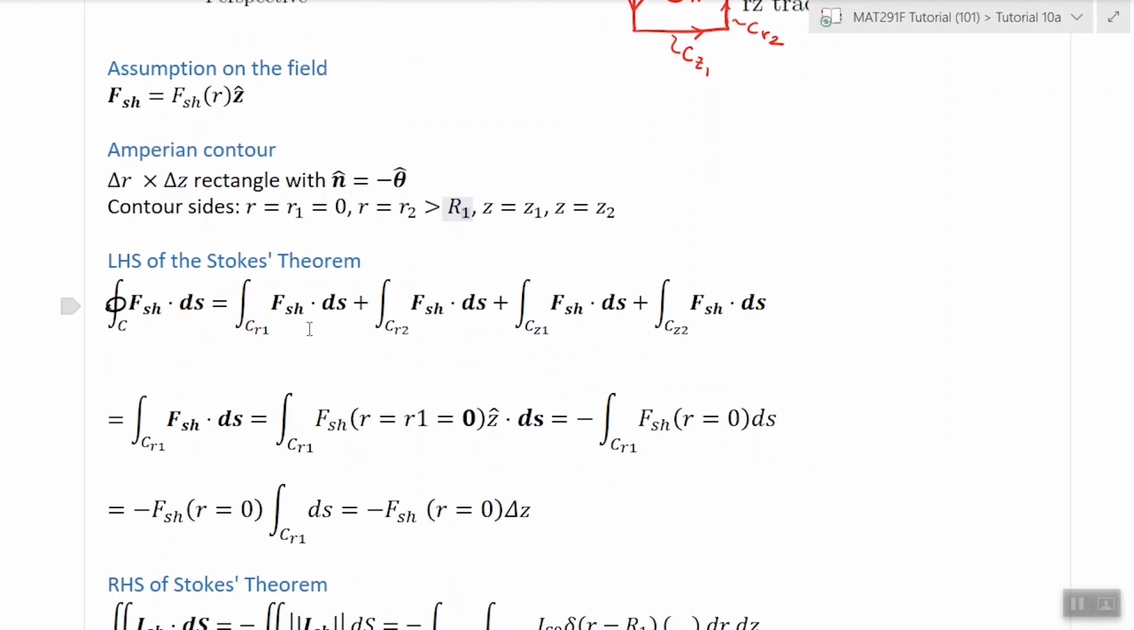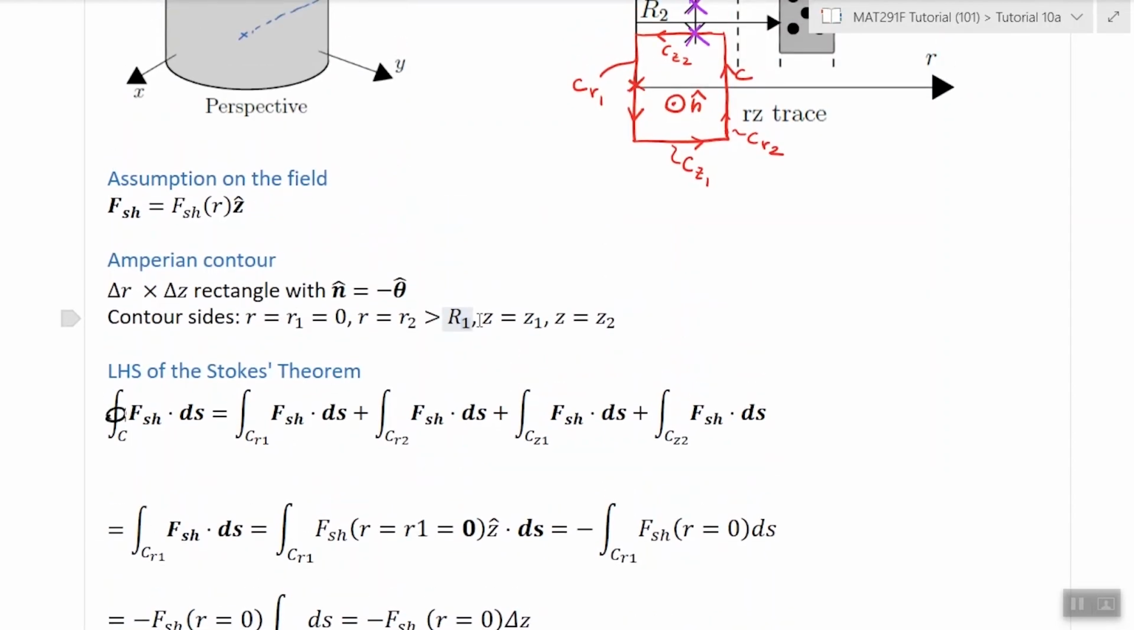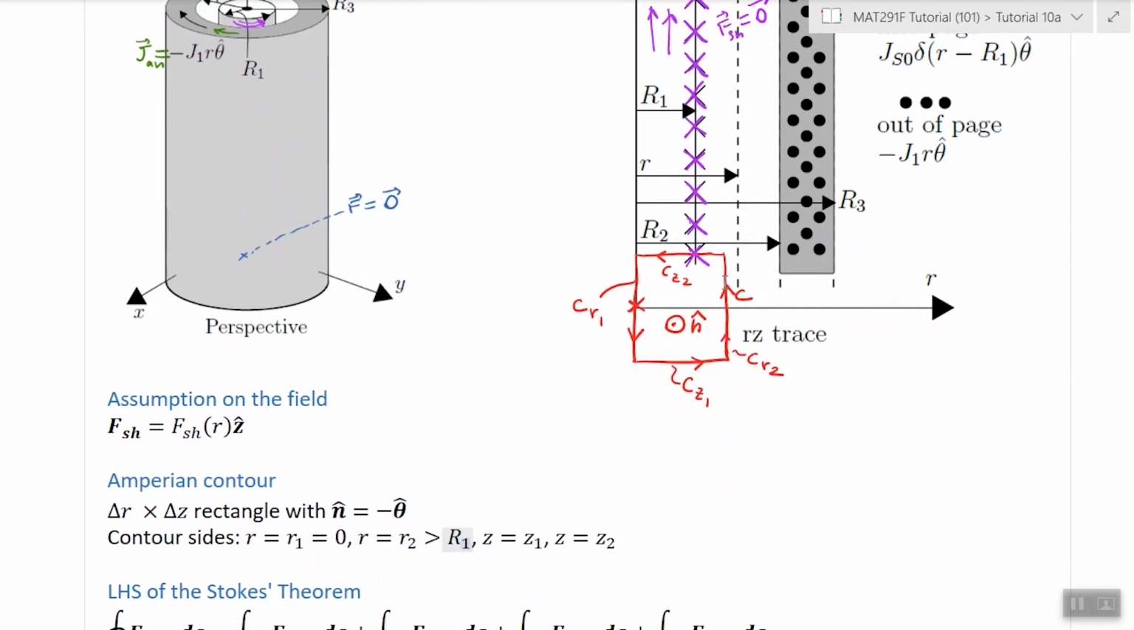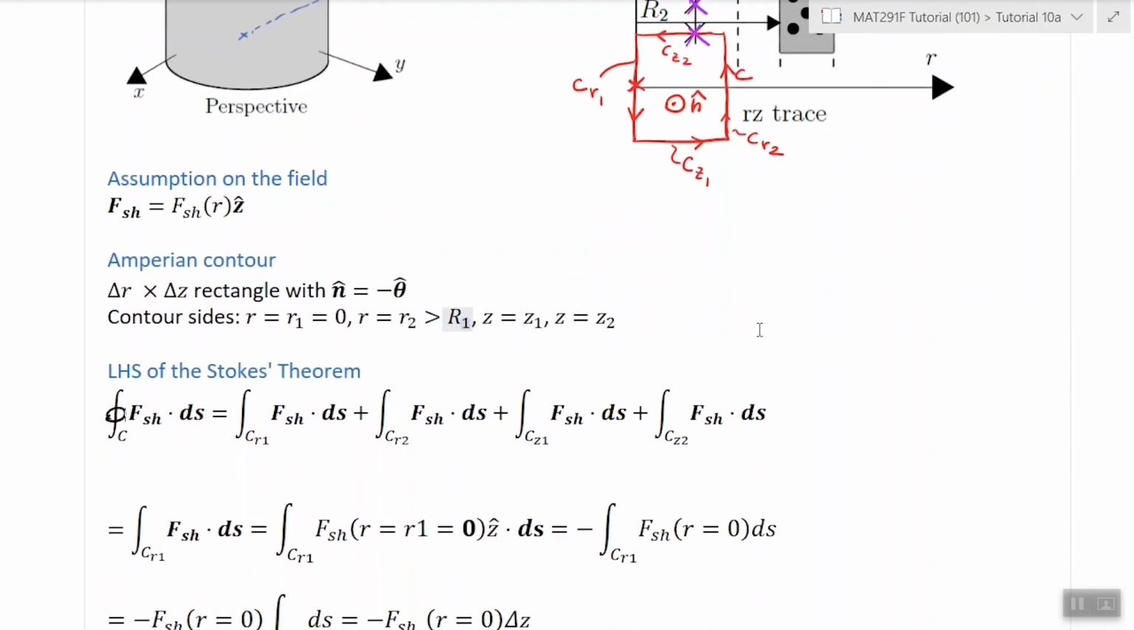So then not all of these integrals are non-zero, right? We have, for example, this side where the field is 0, right? We just discussed how this field is 0 outside of the sheet, and this part of the contour passes through this region. This means that for this integral, this field is actually equal to 0.